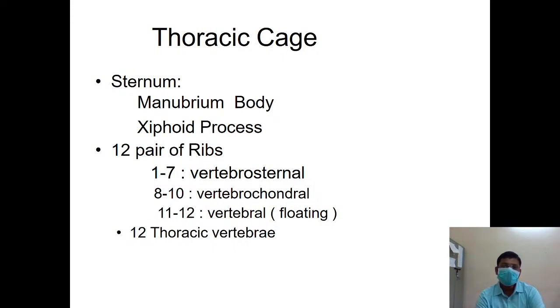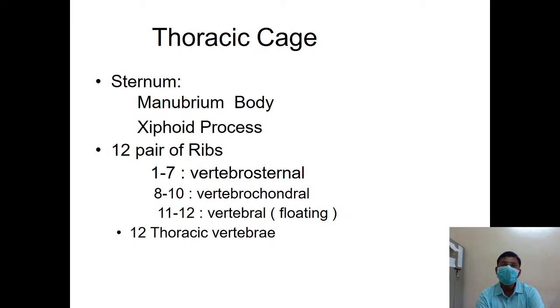1 to 7 are the vertebrosternal ribs. Why? Because they are also called the true ribs, because they start from the vertebrae and then get articulated with the sternum. And 8th, 9th, 10th ribs are called vertebrochondral ribs. Why? Because they start from the vertebrae and finally get articulated with the cartilage of the 7th rib, that is the 7th costal cartilage. And 11 and 12 ribs are called the vertebral ribs or the floating ribs.